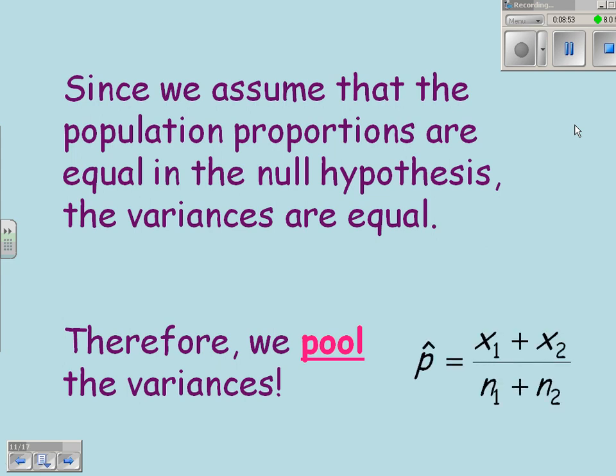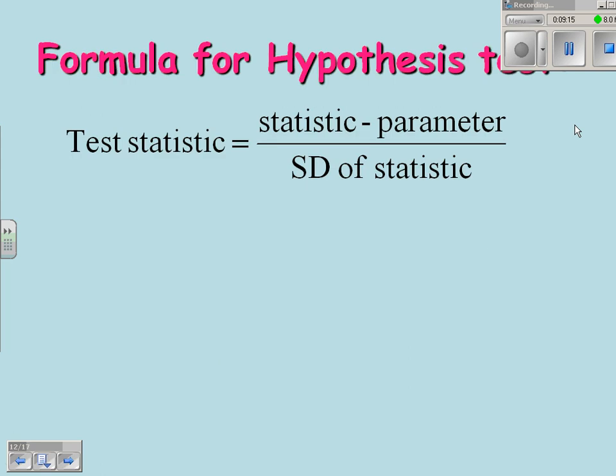So what's going to wind up happening is we're going to combine our two samples, and we're going to get one big overall p hat. So you take the number of trees killed in both different samples and you add those together over the total number of both samples, and you wind up getting one global p hat that we're going to use for our standard error calculation.